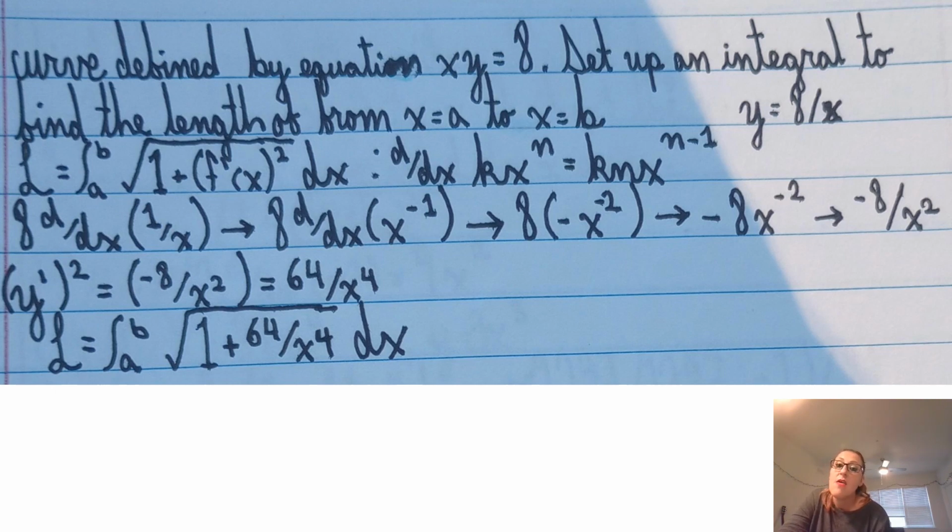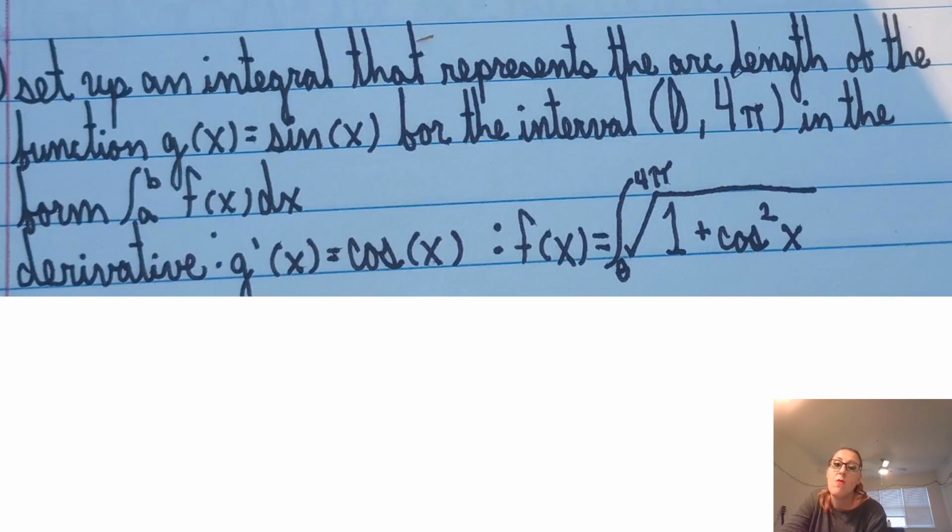d/dx of kx to the n equals k n x to the n minus 1. So y equals 8 over x, and dy/dx equals 8 d/dx of x to the -1, which goes to 8 times negative x to the -2, which is -8 x to the -2, which is -8 over x squared. y prime squared equals (-8 over x squared) squared, which equals 64 over x to the 4th power. L equals the integral a to b of the square root of 1 plus 64 over x to the 4th power dx.